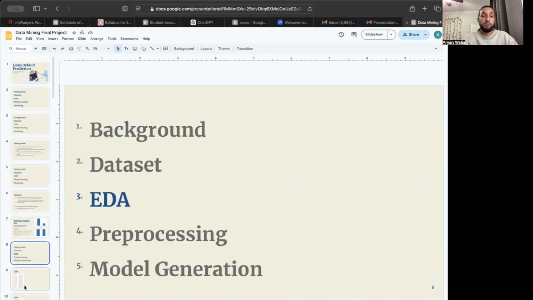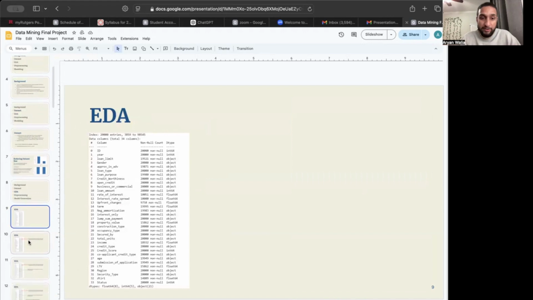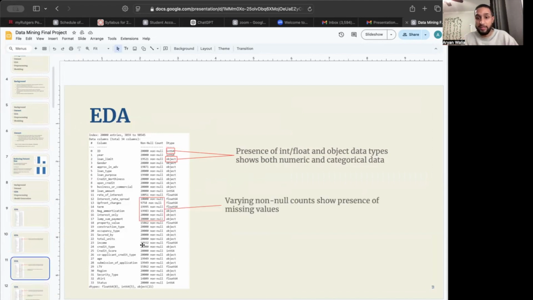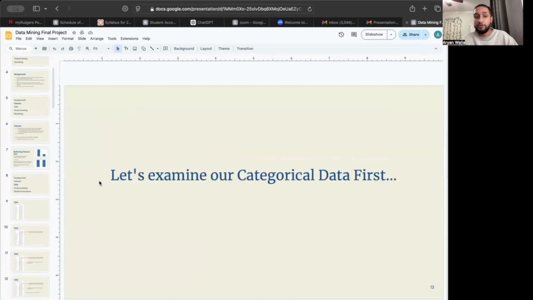Moving on to the EDA, as you see, we have a couple of images here. There's a presence of integer, float, and object data types, which shows both numerical and categorical data. We also have, as you can see, varying non-null counts that show the presence of missing values. Both of these issues will obviously be addressed later on.